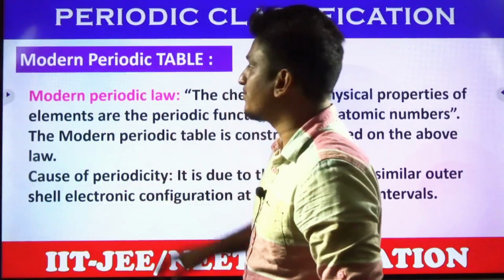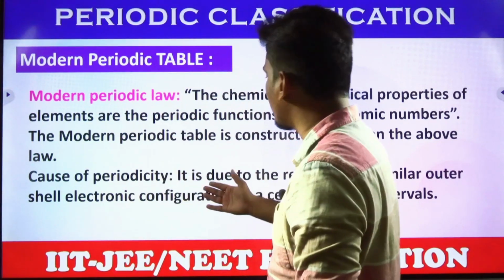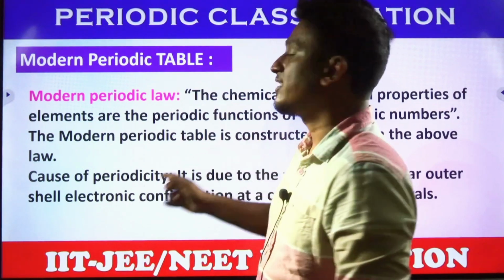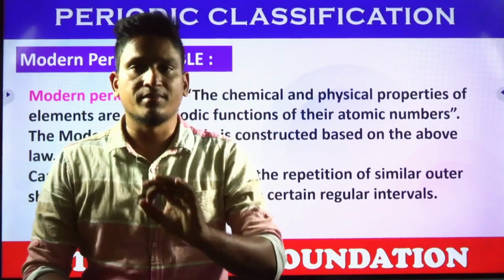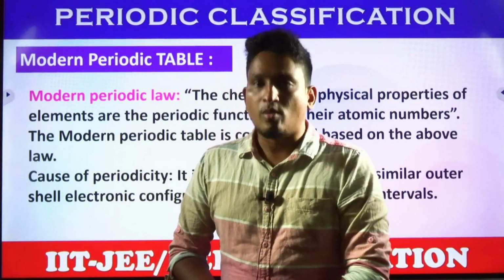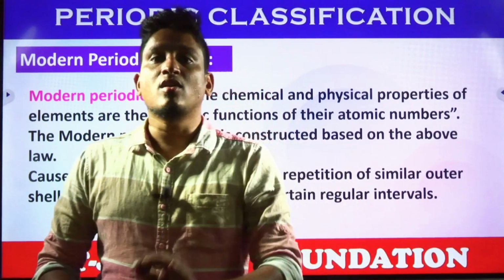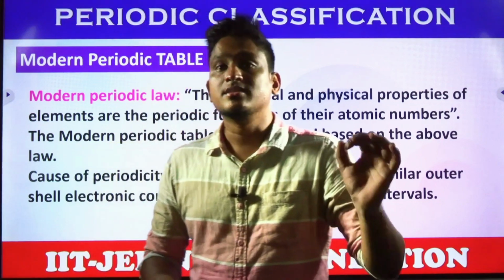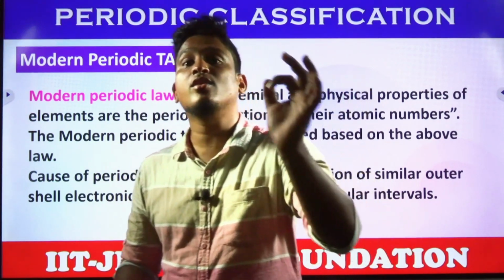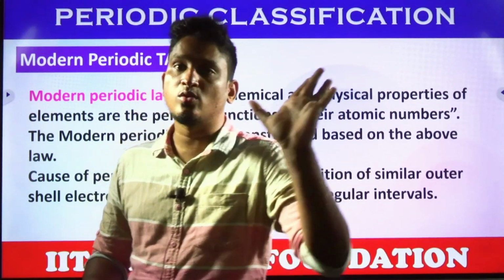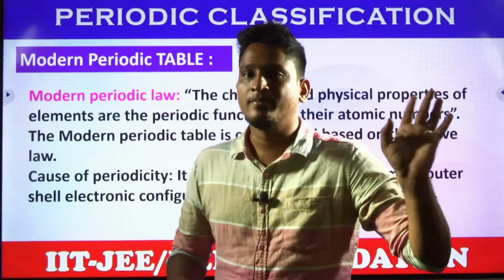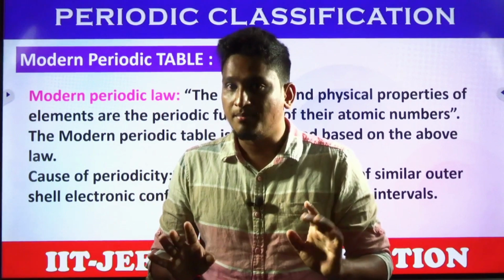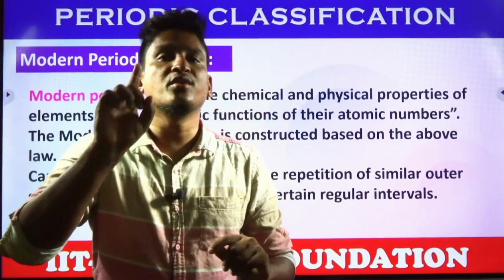So what is the reason for the periodicity? What is the cause of periodicity? It is due to the repetition of similar outer shell electronic configuration at certain regular intervals. I will explain the meaning, listen carefully. Modern periodic table is not just classified according to atomic number, students. Modern periodic table is also classified according to the electronic configurations. This is a very important point.